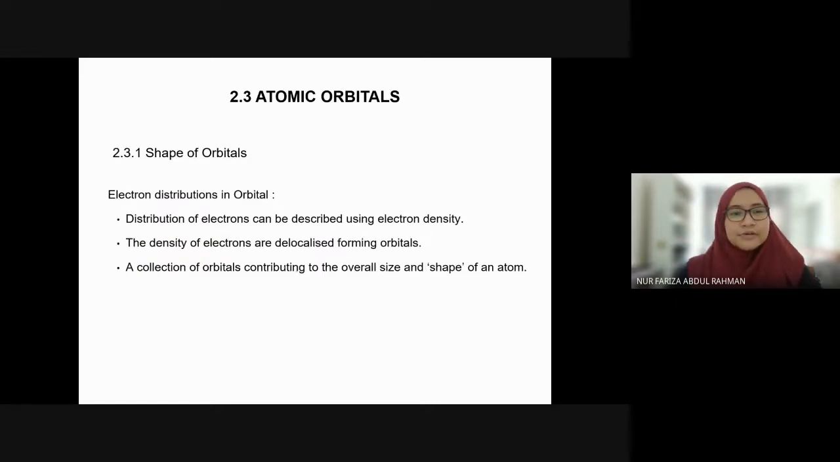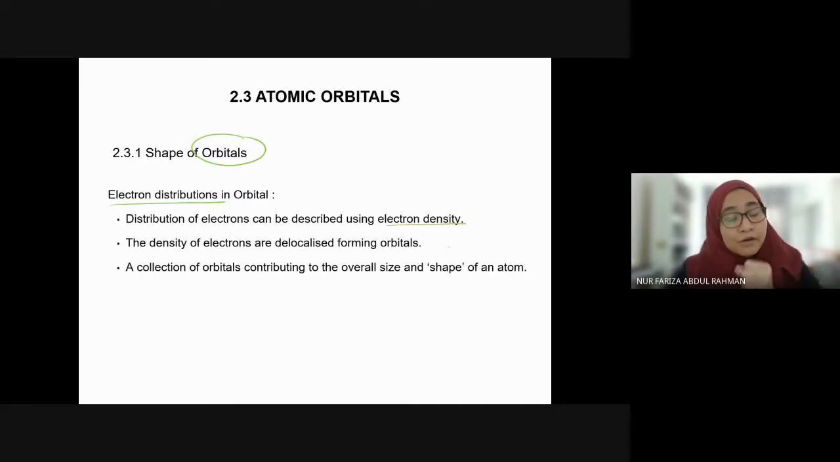Okay? Alright. So like what we have discussed in the previous slide, for Schrödinger equation, the wave function represents the orbital. So what is orbital? Orbital is the region where the probability of finding electrons is more than 90%. So to find an electron in a region of space is called electron distribution. How the electrons are being distributed at that specific region, which is called orbital. So distribution of electron can be described using electron density. So we will be based on electron density.